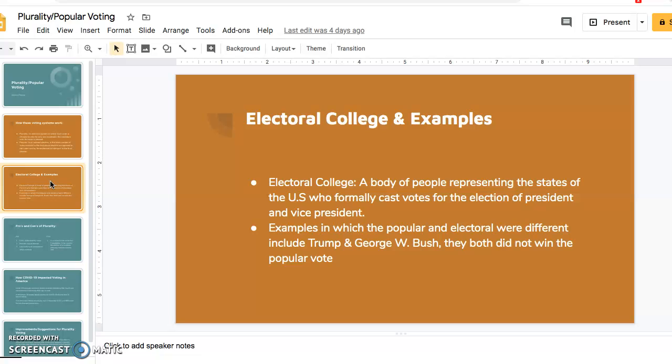Examples in which this happened is most recently with Trump and the president before Barack Obama, George W. Bush. They both did not win the popular vote, but they won the electoral college. And I mean that's one of the flaws in the voting system, because the fact that you can win the electoral college but then someone else could win the popular vote and then you still get elected because you won the electoral college is seen as a problem.